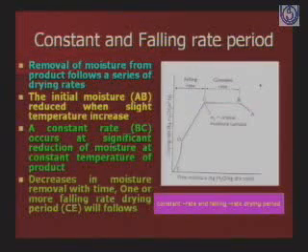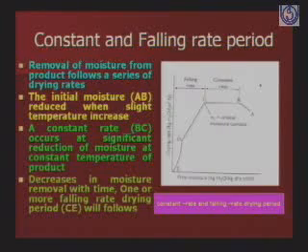Then this is the constant and falling rate. You can see the initial moisture content decreases from A to B as the temperature increases, and then from B to C there is the constant rate, which is called the constant rate. After that, as drying continues, the moisture content decreases from C to D and C to E, which is called the falling rate. You can see in the figure the falling rate and constant rate that has been shown.